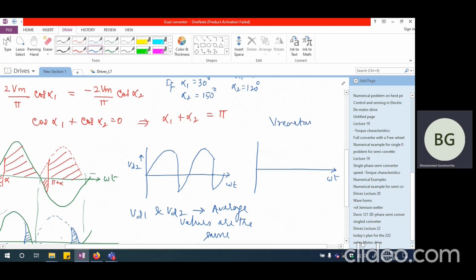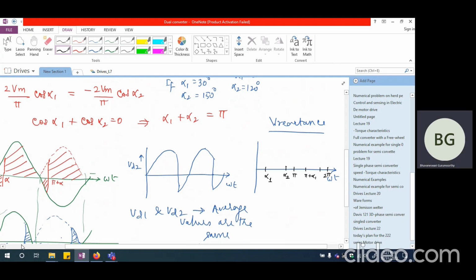So let me try to draw the kind of voltage that appears across the reactance. This is alpha, and this is going to be pi. Let me write this as alpha 1. Then you are going to have pi plus alpha 1, and this is the kind of time division you are going to have. This is going to be alpha 2, because pi minus alpha 1 will be alpha 2. The same way, this can be pi plus alpha 2.